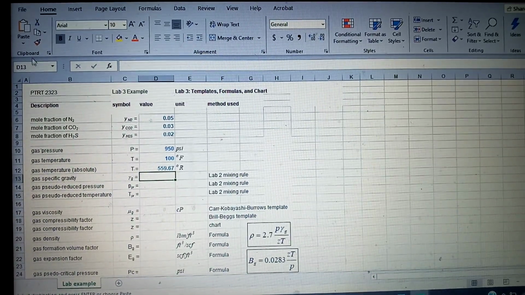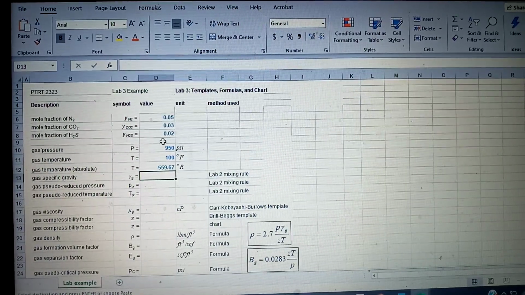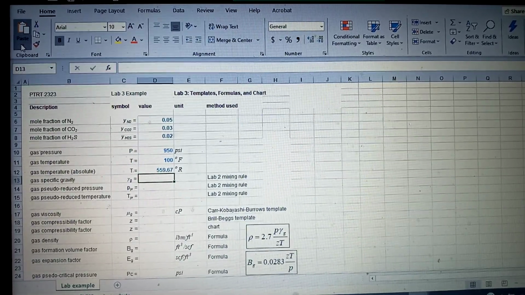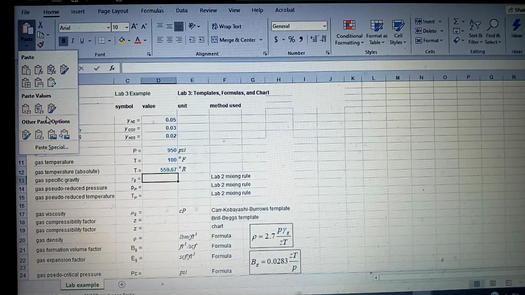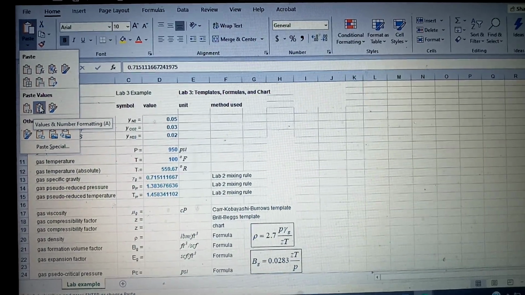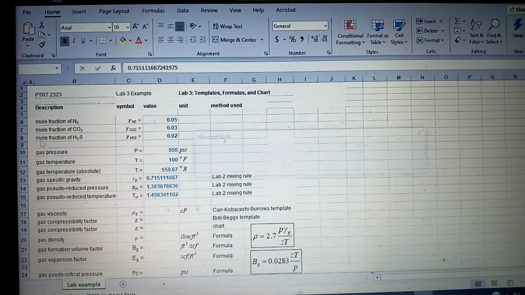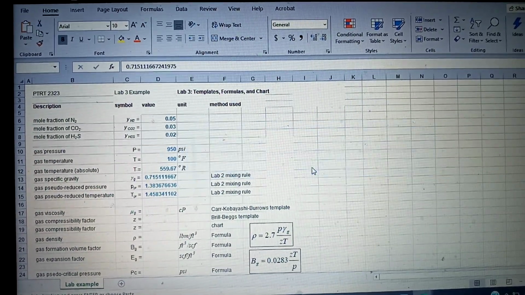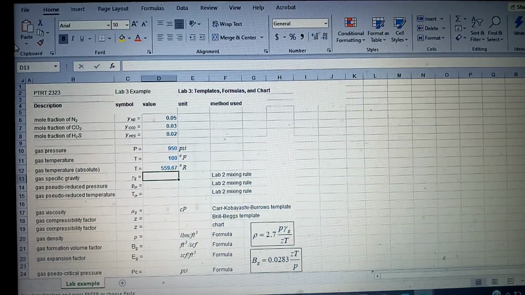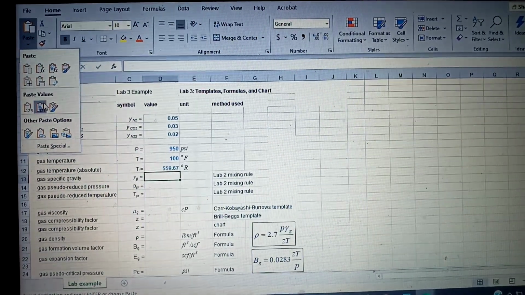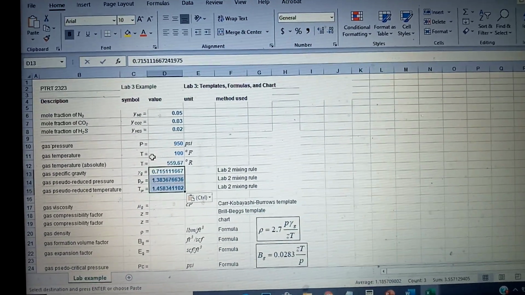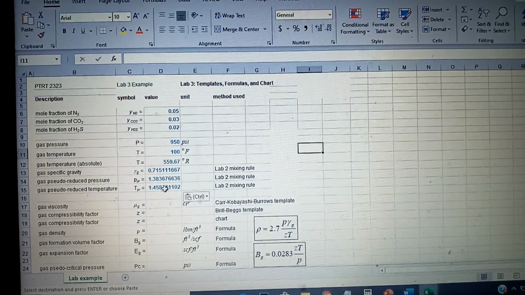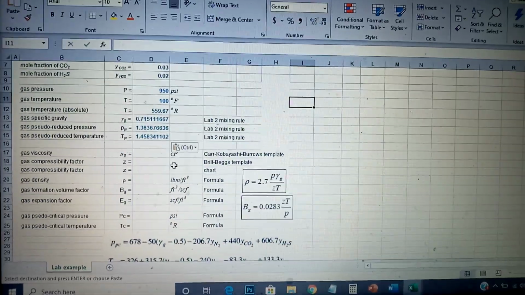Now you don't just paste because you have formulas in those cells. So you have to paste only the value. So I'm going to open paste. I'm going to select the one that says paste value 1, 2, 3. Okay, paste value. So I have all the parameters I need for this lab. So let's go one by one.